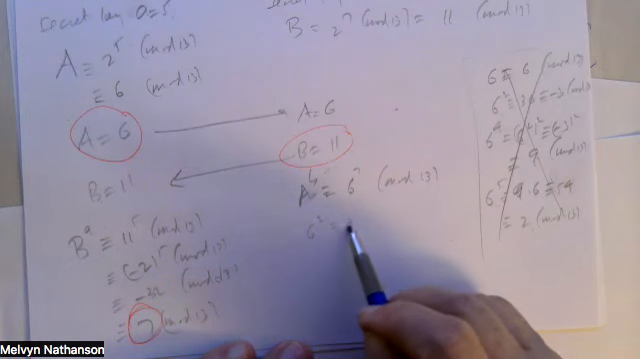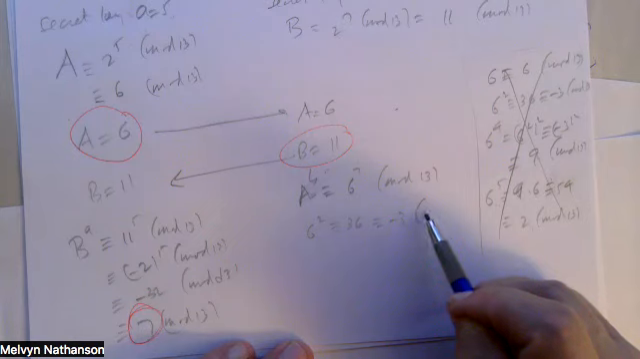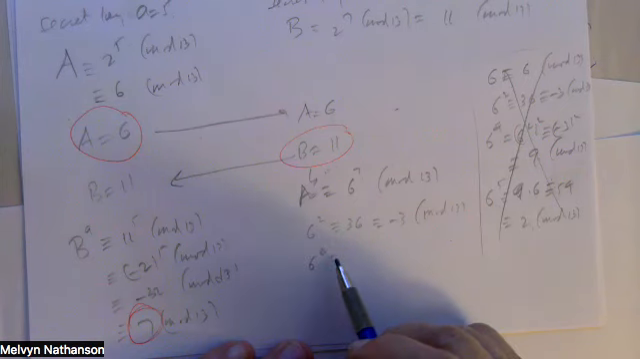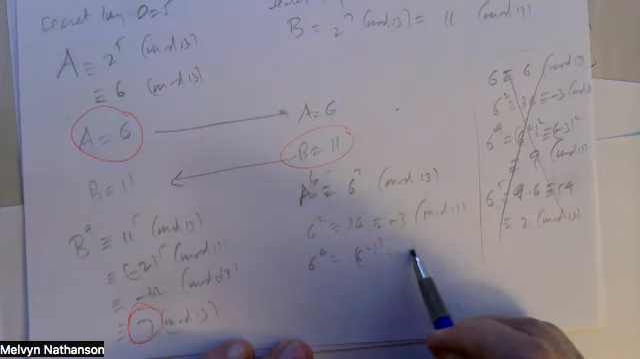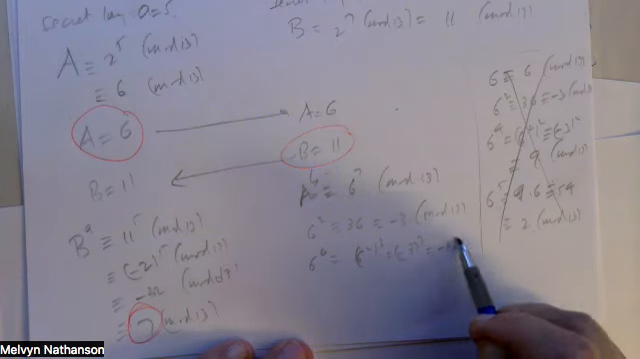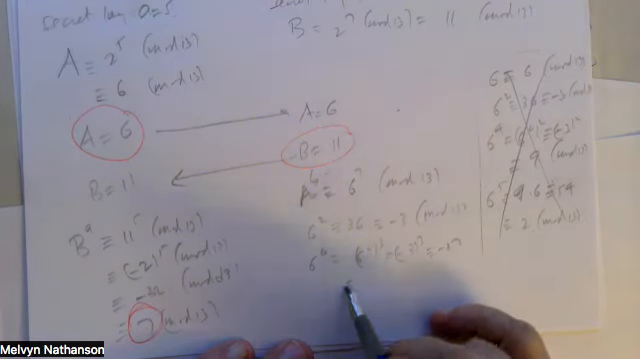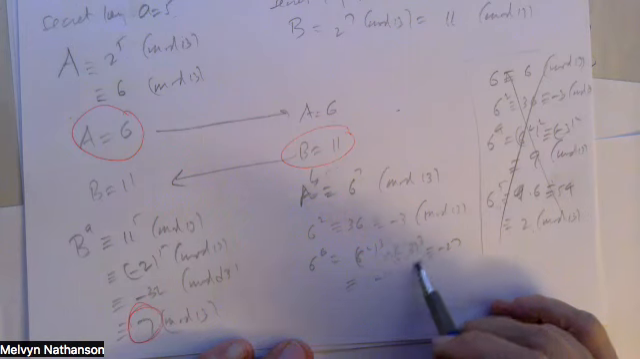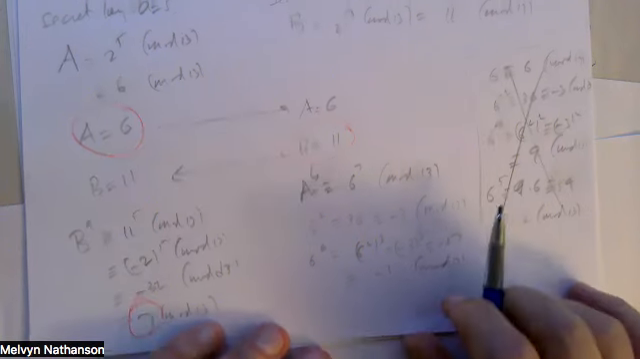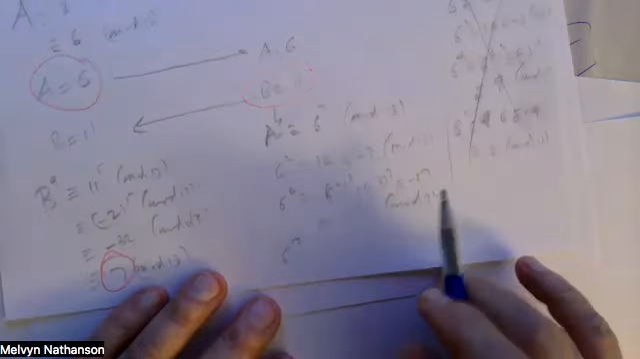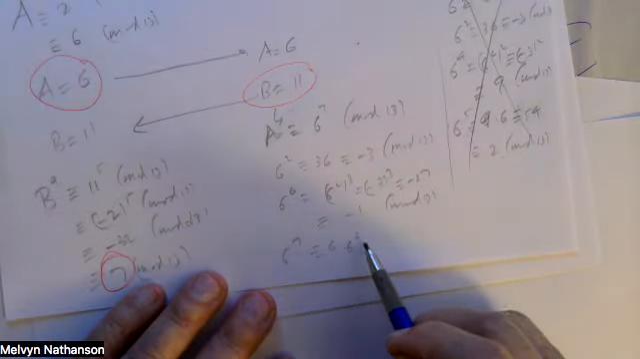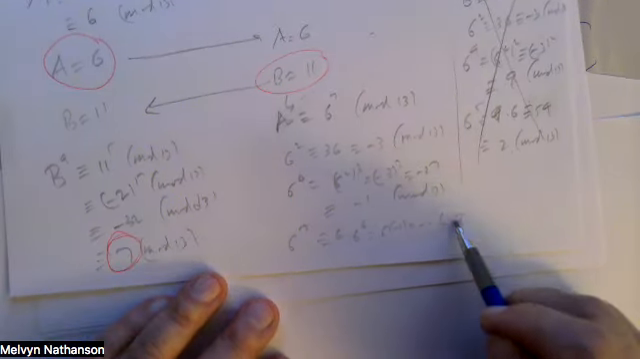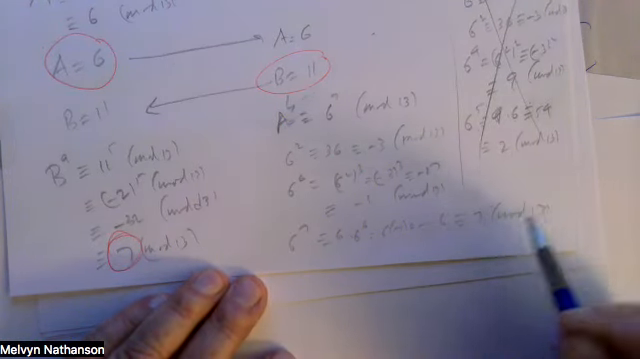6 squared is 36, which is minus 3 mod 13. 6 to the 6th is 6 squared cubed, is minus 3 cubed, is minus 27, which is congruent to minus 1 mod 13. 6 to the 7th is 6 times 6 to the 6th. That's 6 times minus 1, which is minus 6, which is the same as 7 mod 13.